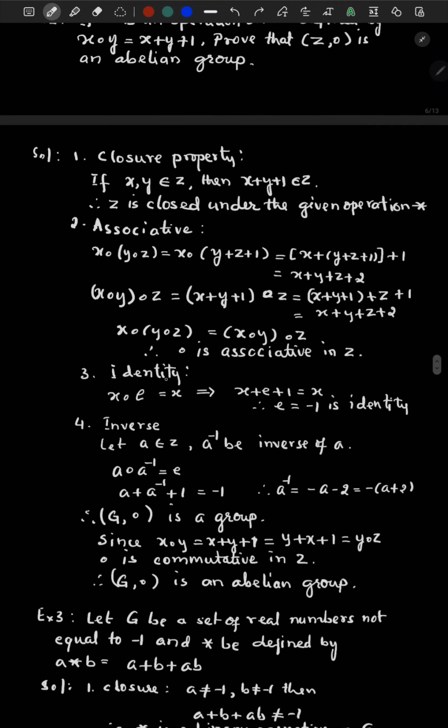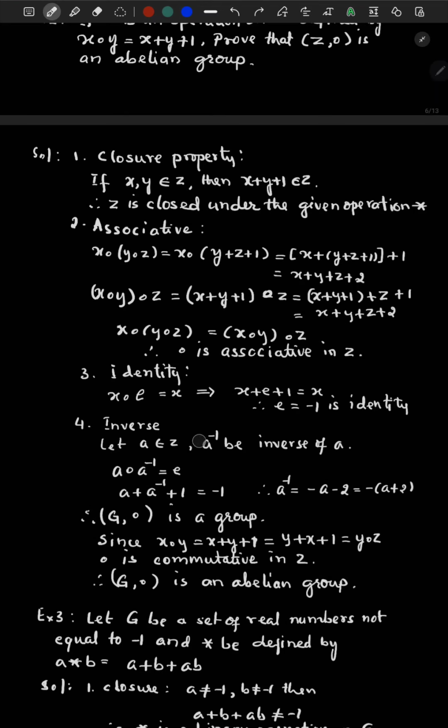Next we will find what is an identity. X dot E must be equal to x. So what should be E here? By definition of this binary operation, x and E are two elements. Their binary operation should give us x plus E plus 1 and right side is x. So solving for E, we find E equal to minus 1 is the identity.